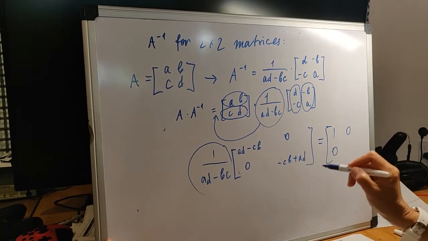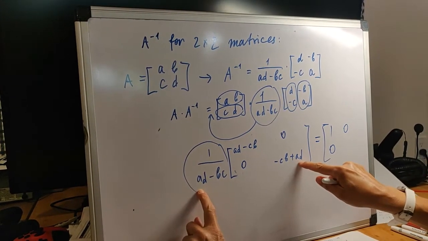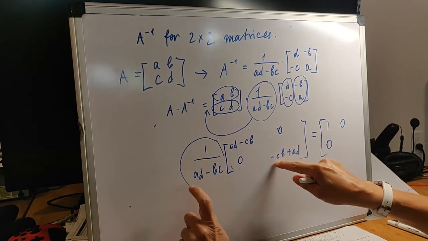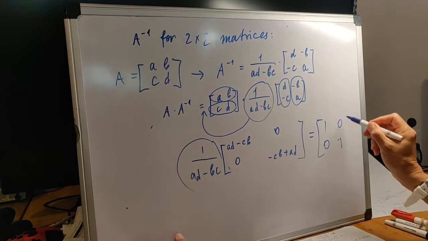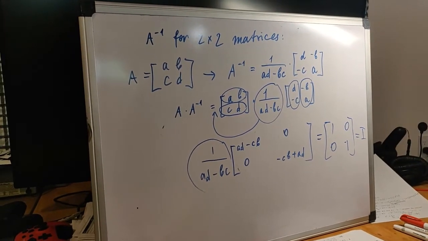0 is here, 0 is here. Do I get 1 if I multiply this number by this? Yeah, because that's actually AD minus BC or minus CB, so it's going to be 1 again. And I got the identity matrix. So this method is working. You can just memorize it.